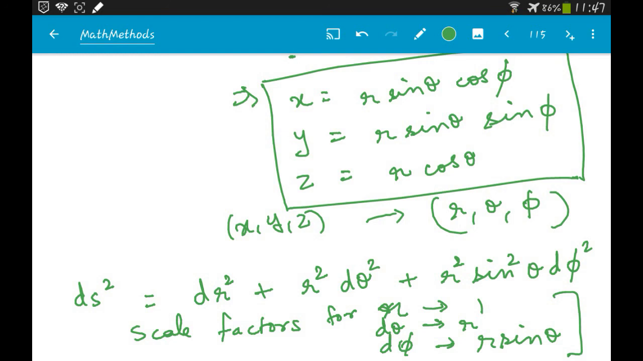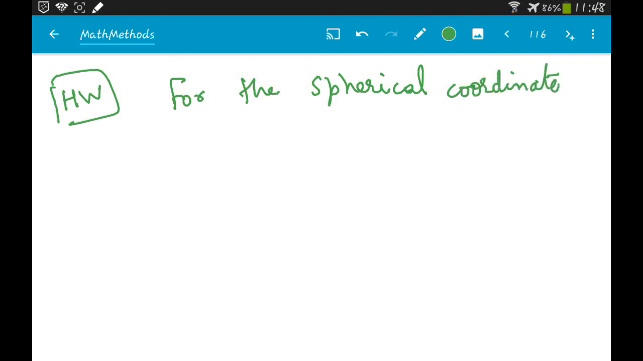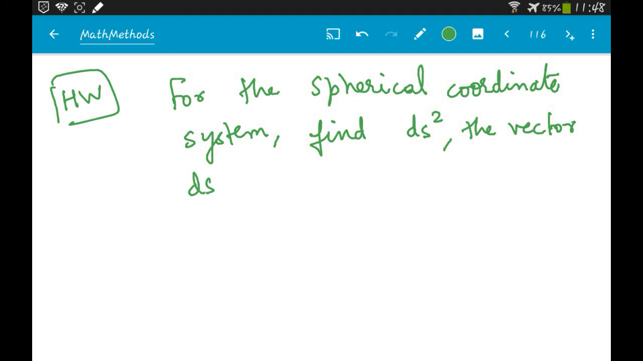So maybe homework is, for the spherical coordinate system, find ds square, the vector ds, and the new unit vectors. Okay, so this is your homework.